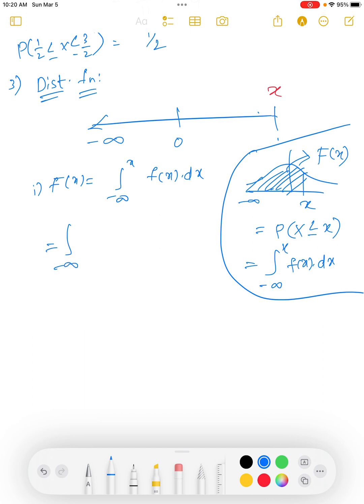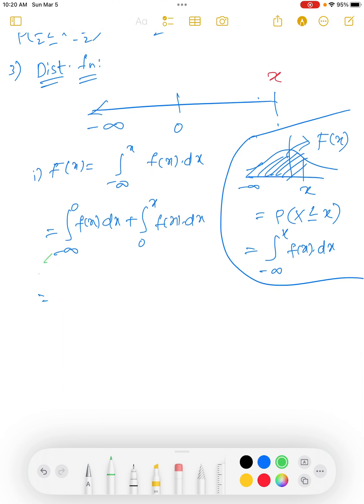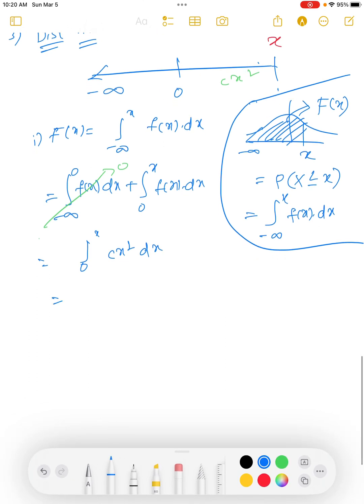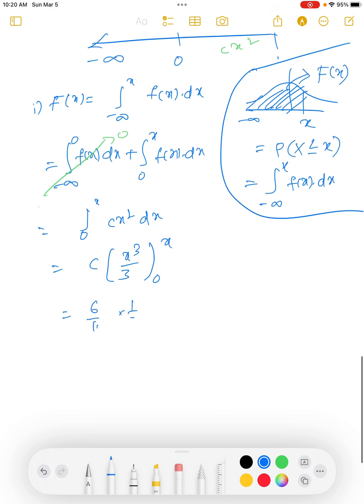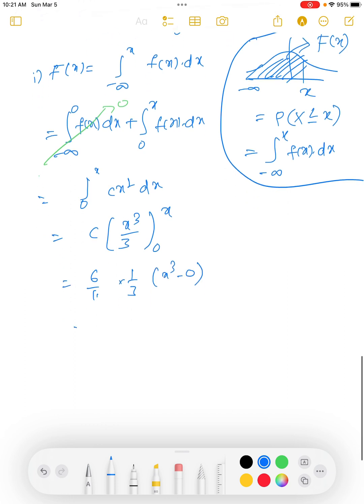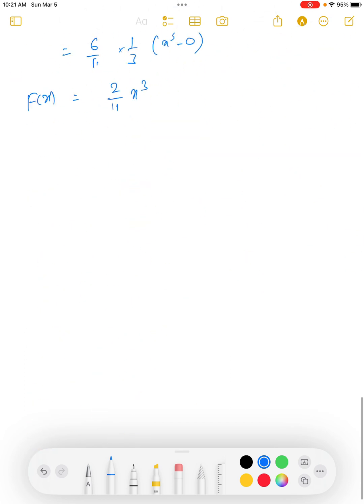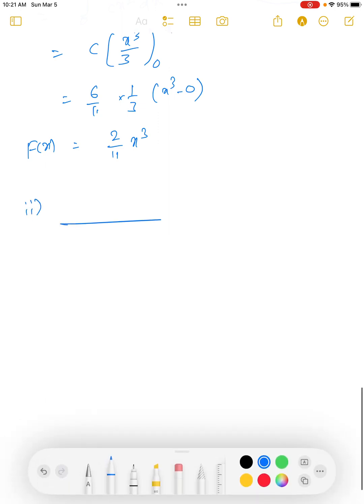I can split the integral into minus infinity to 0 and from 0 to x. So substitute the functions. This is 0, and this is 0 to x. What is the function here? Cx square, dx. So c x cube by 3 from 0 to x. Since c is 6 by 11, it's 1 by 3 x cube minus 0, that will be 2 by 11 x cube. This is the first distribution, and similarly the same.